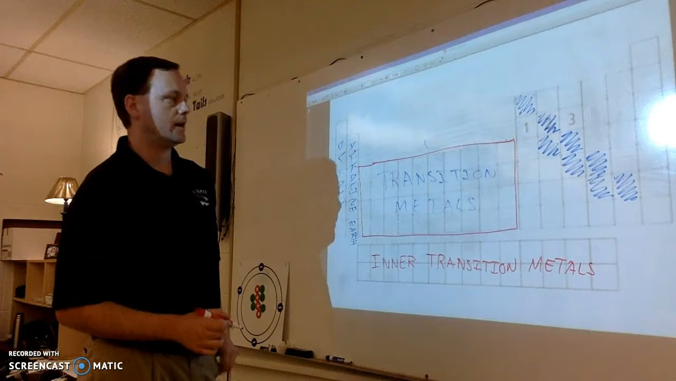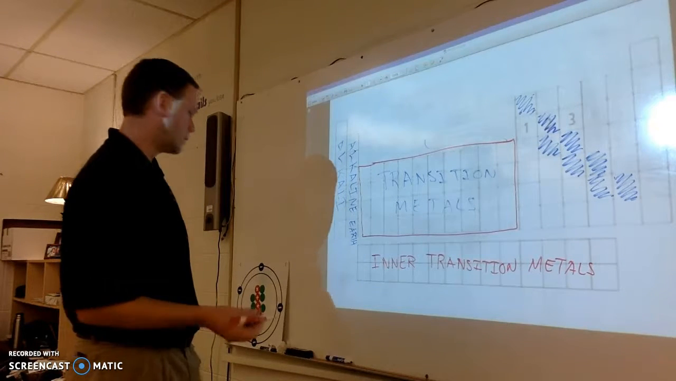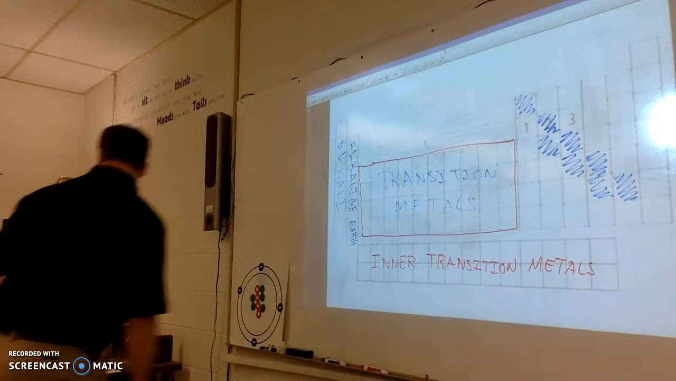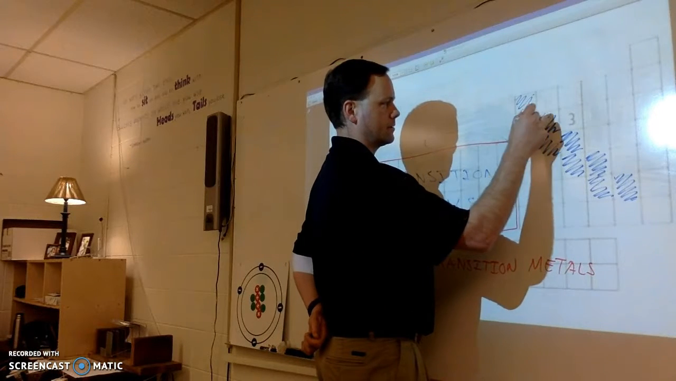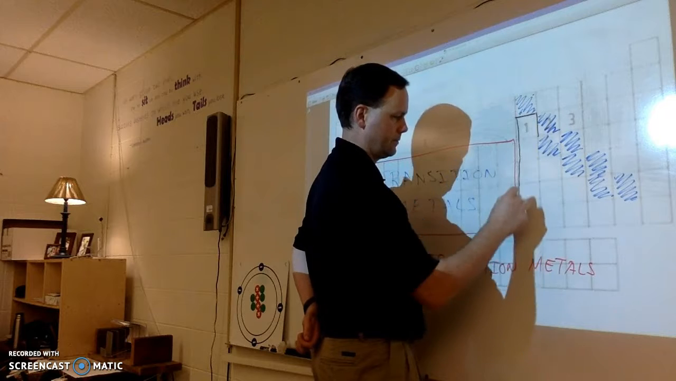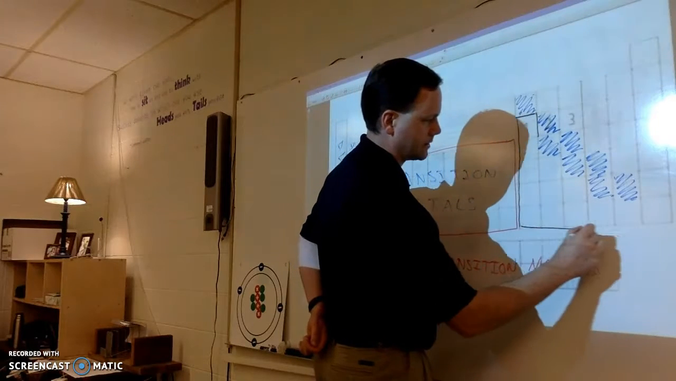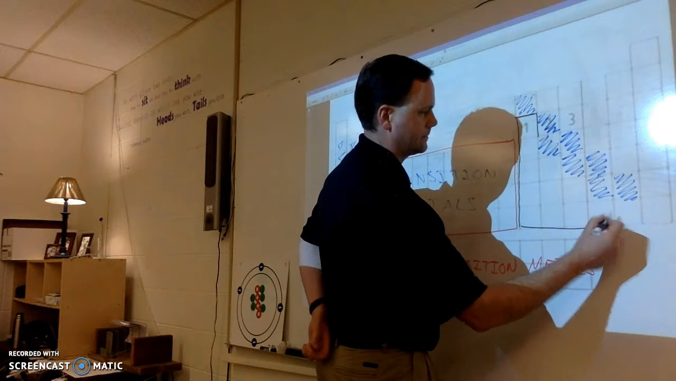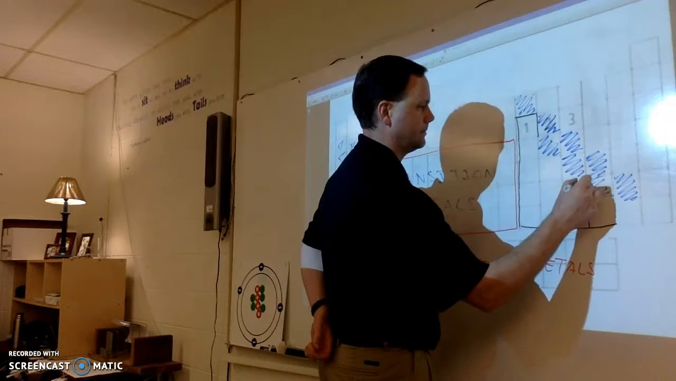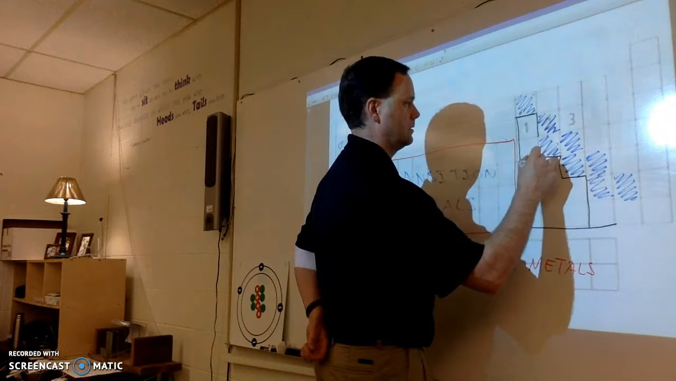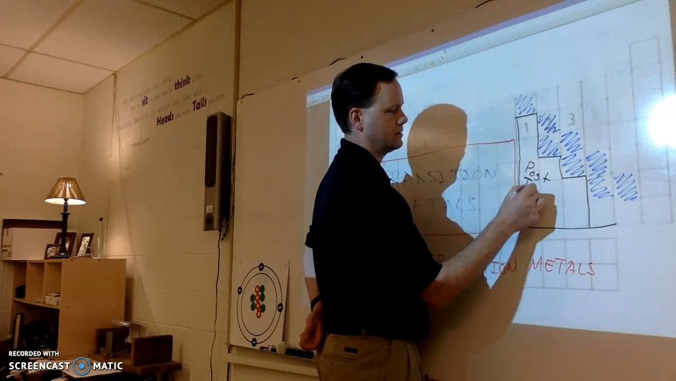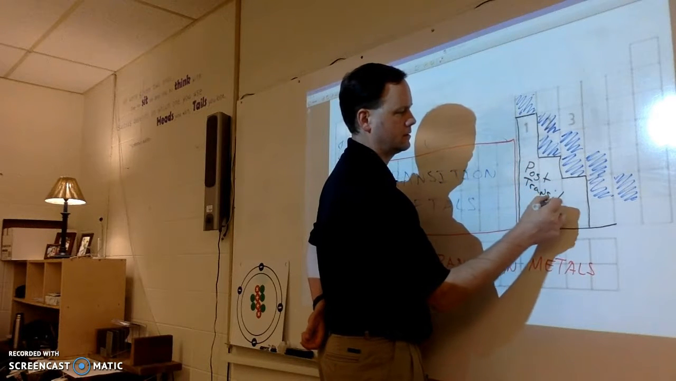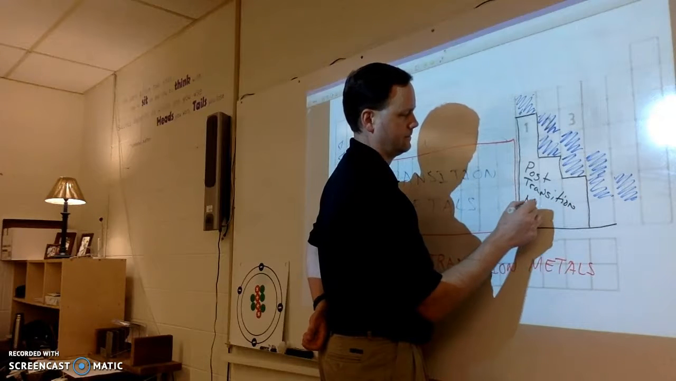Now, there is what we also call post-transition metals, which would be right here. These would be your post-transition metals. That's aluminum. I'll put a black box around those guys. These guys down here are all man-made, so we'll just go up here. These are your post-transition metals.